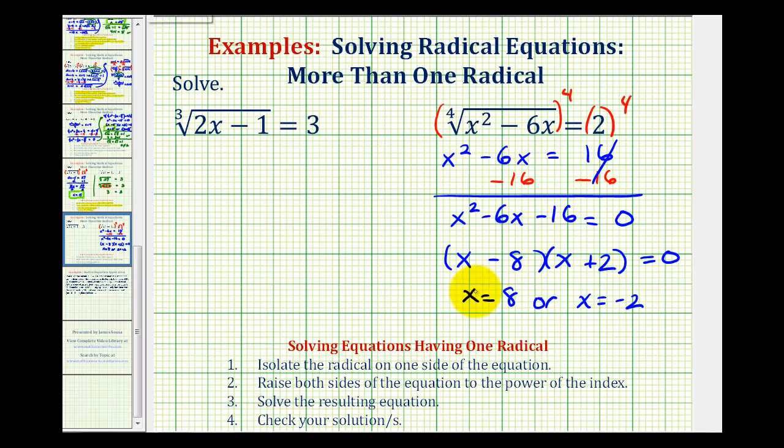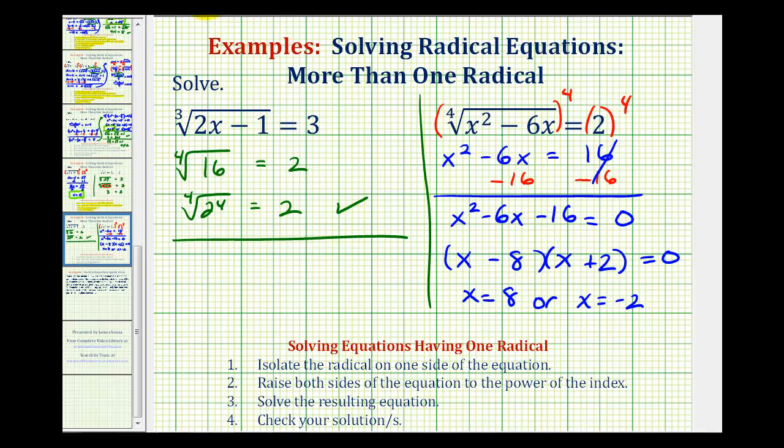And I will perform substitution into the original equation to make sure that these solutions actually work. So when x is equal to 8, we would have the fourth root of 8 squared, that's 64, minus 6 times 8, that's 48. Well, 64 minus 48 is 16, so we have the fourth root of 16 equals 2. And since 16 is equal to 2 to the fourth, this is true, and therefore x equals 8 is a solution, and now we'll check x equals negative 2.